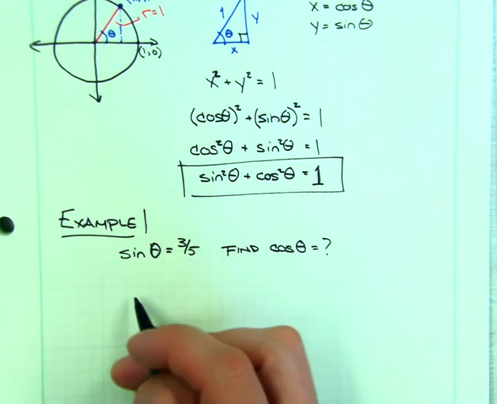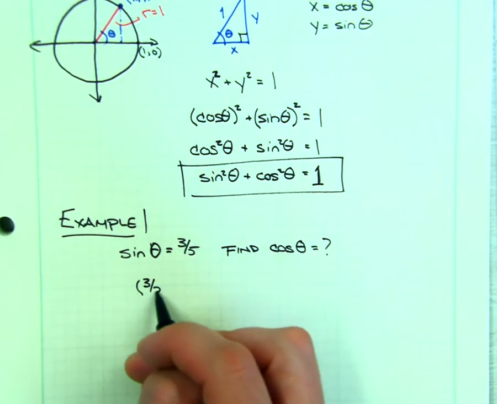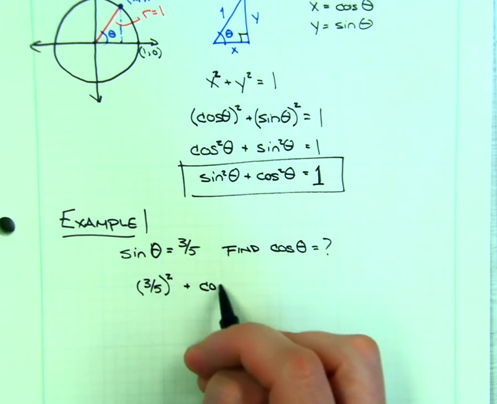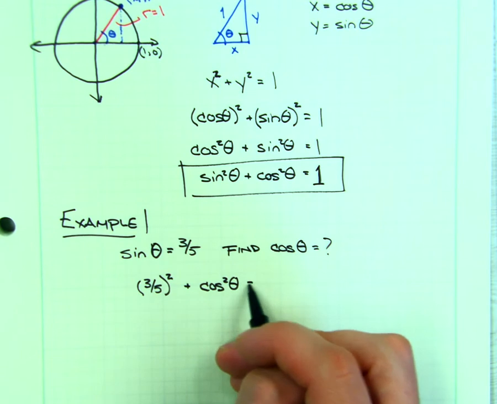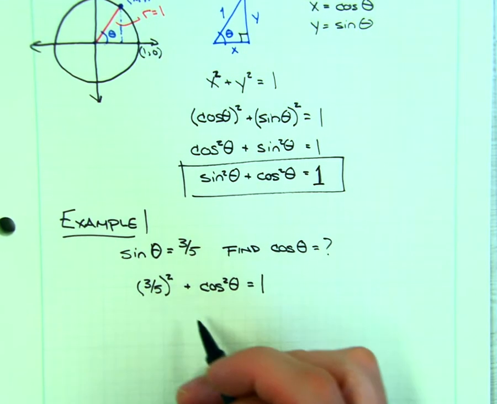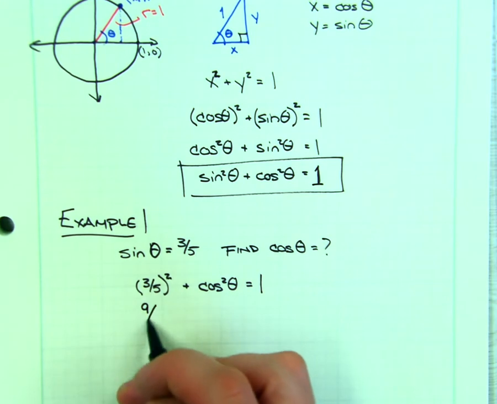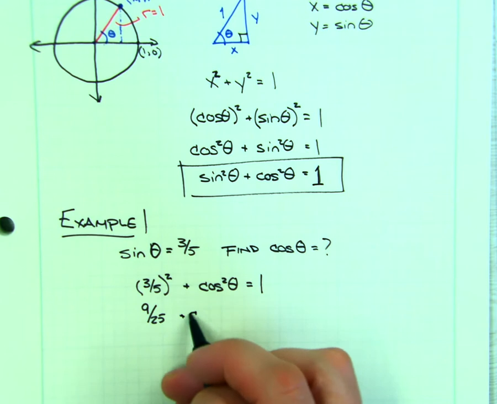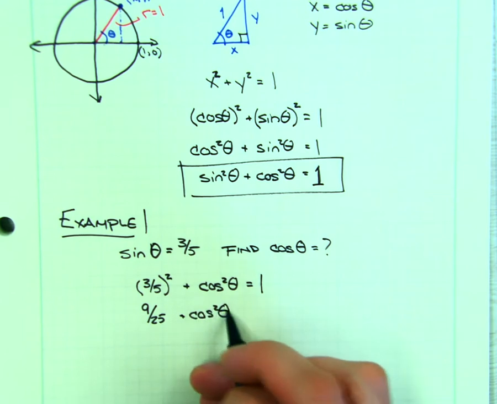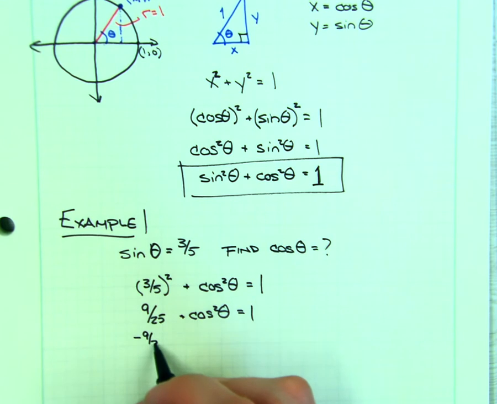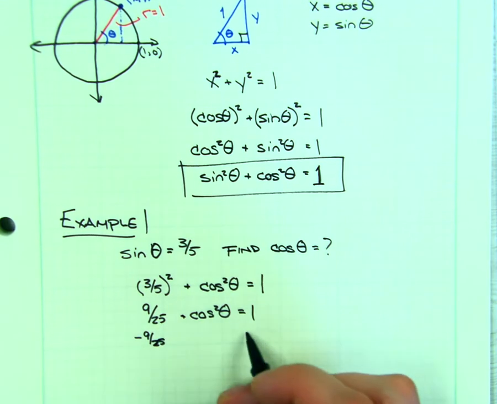So I know that sine theta is equal to 3/5. So I can say 3/5 squared, that's sine squared, plus cosine squared is going to be equal to 1. Well, 3/5 squared is going to be equal to 9 over 25. So 3 squared over 5 squared is 9 over 25. Plus the cosine squared of theta is going to be equal to 1. Now I'm going to subtract 9 over 25 from both sides.